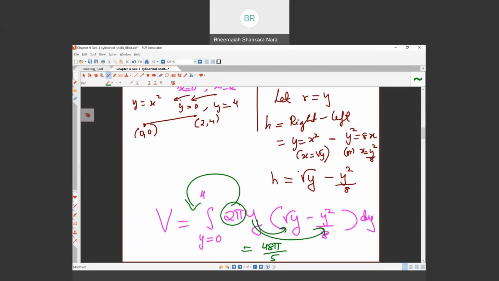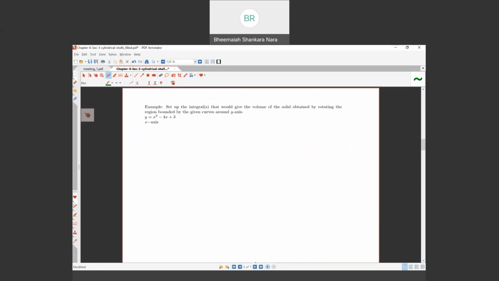Let's do one more example. Set up the integral that will give the volume of the solid obtained by rotating the region bounded by the given curves around the y-axis. Again, when you carefully read this curve, you understand that this is a parabolic curve. So first we want to see where this parabola meets the x-axis, which is also the y equal to 0 line. So write the curve x squared minus 4x plus 3.